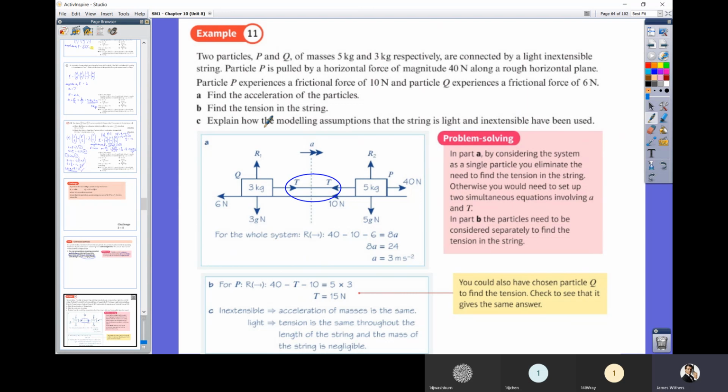And then part C, explain how the modeling assumptions that the string is light and inextensible have been used. Well, it's inextensible, so it's not stretchy. It's not like a piece of elastic. So by definition, the two accelerations are the same. The accelerations of both of the masses are the same. And then it's light, so the tension is the same throughout the length of the string, and the mass of the string is negligible.